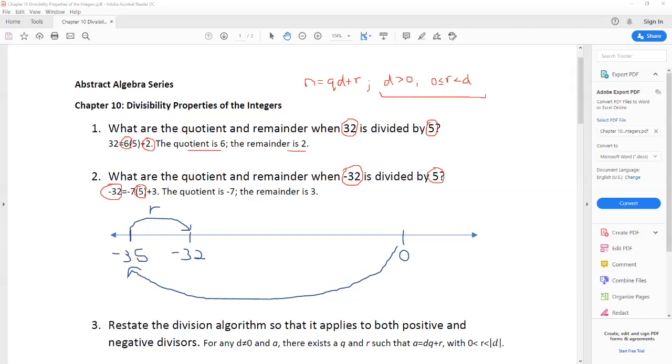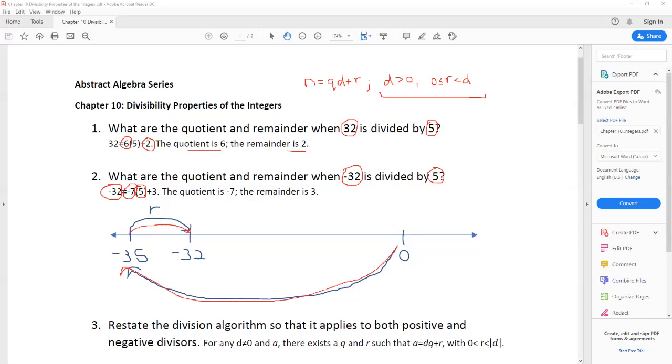So for that to happen, we have to take multiples of 5 that go beyond negative 32. So if you start at 0 and you go back multiples of 5, we're going to the left. If we take multiples of 5 and we stop on the other side of negative 32, we will end up at negative 35, which means we went back 7 chunks of 5. So negative 7 is going to be our quotient. And since the remainder has to be positive, in order to get to negative 32, we would have to add 3.